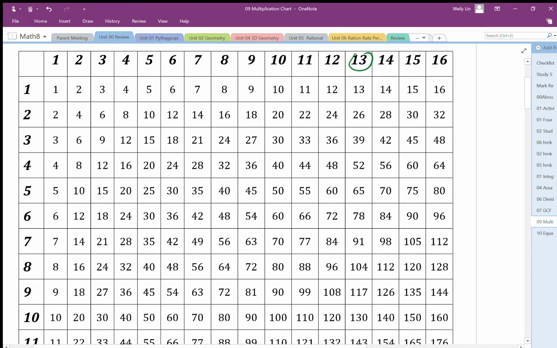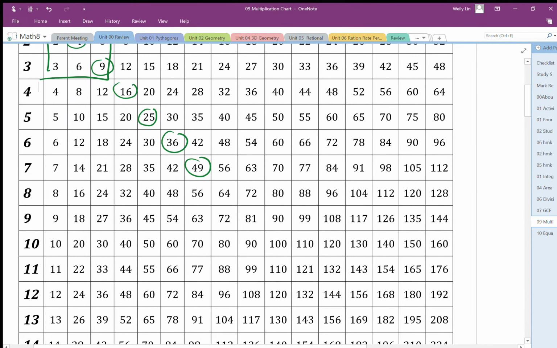The other thing about this multiplication chart is, if we take a look along the diagonal here, these are all perfect square numbers. And when we show the perfect squares in here, we can see that 4 times 4 is 16. You can see that 3 times 3 is 9. Again, we have a square, 9 square. And all these numbers along this diagonal represent perfect squares.